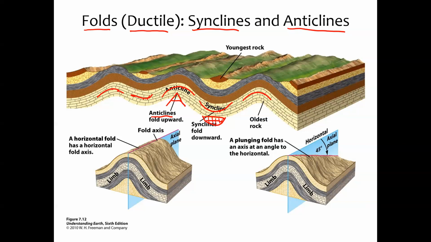The simplest type of fold is just a horizontal fold. Its axis, if you were to walk along the surface of that fold, you would stay at the same level. You'd stay horizontal. But you can also have something called a plunging fold, where not only is it folded, but that fold also dips into the ground. Both of these, synclines and anticlines, whether they're horizontal or plunging, are types of ductile deformation. They're folds.